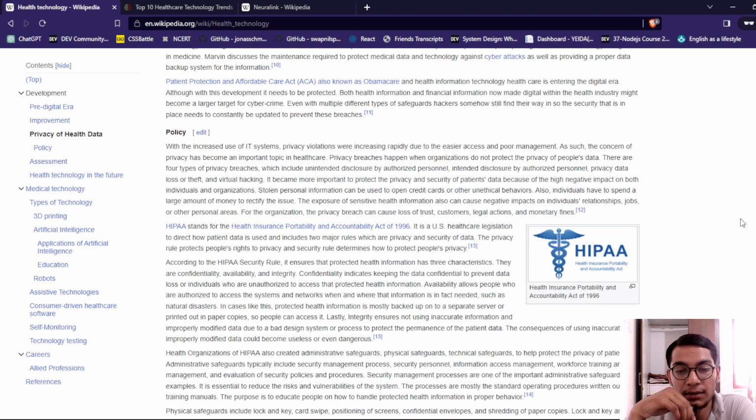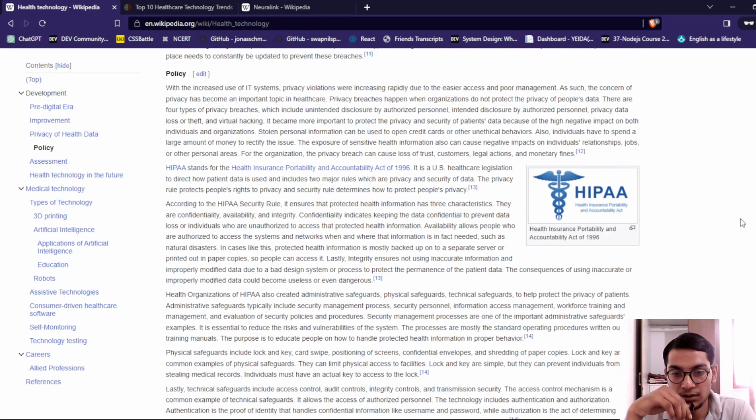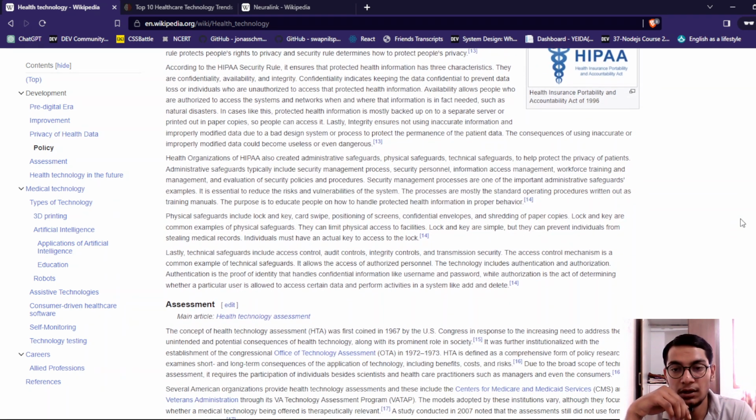Confidentiality indicates keeping the data protected from loss and from individuals who are unauthorized to access it. Availability allows authorized people to access the system and network when and where needed, such as in the case of a natural disaster, so that protected health information is not lost. Lastly, integrity ensures the data is not improperly altered. HIPAA also created administrative safeguards, physical safeguards, and technical safeguards to help protect the privacy of patients.